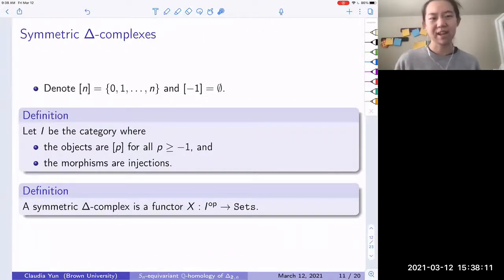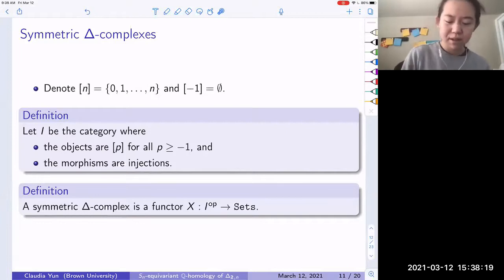And before I can tell you how exactly we computed these homologies, I'll first introduce the theory of symmetric delta complexes. We set the notation [n] to be the set from 0 to n, and we define the category I to have objects [p] for p at least -1, and we set the morphisms to be injections. So this is the category FI of finite sets and injections, or I guess it's a full skeleton subcategory of the other category. But since we're using it in a different context, we're calling it a different name. And a symmetric delta complex is a functor from the opposite category of I to sets.